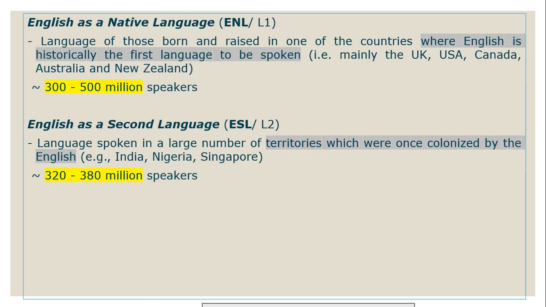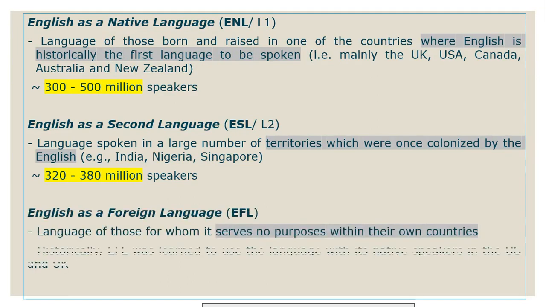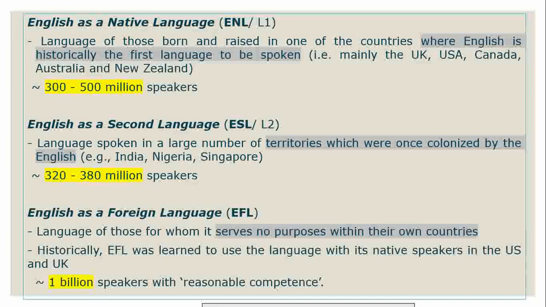The next group, English as a second language. It is a language spoken in a large number of territories which were once colonized by the English. For example, India, Nigeria, Singapore, and there are about 320 to 380 million speakers in this group. And last but not least, English as a foreign language. It is the language of those for whom it serves no purpose within their own countries. Historically, EFL was learned to use the language with its native speakers in the US and the UK. Surprisingly, there are about 1 million speakers with reasonable competence in this group.